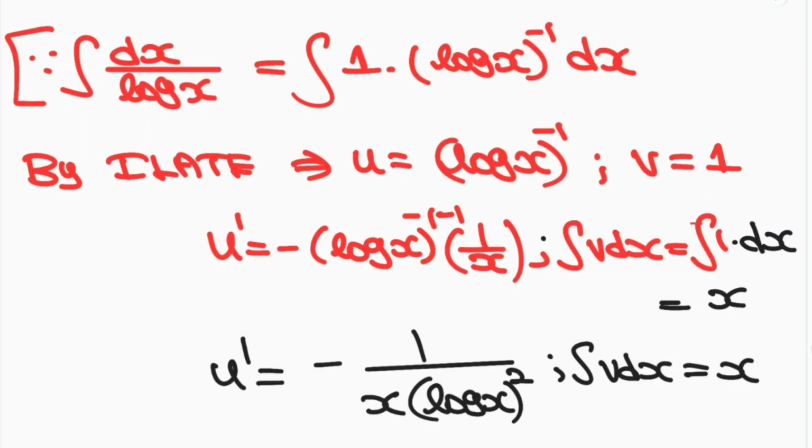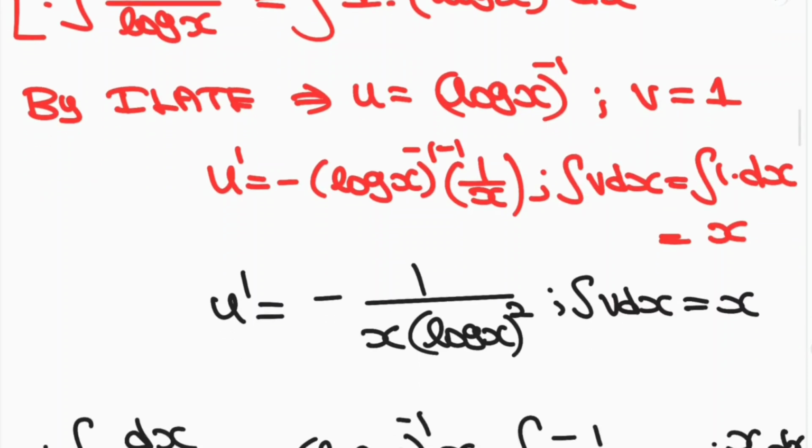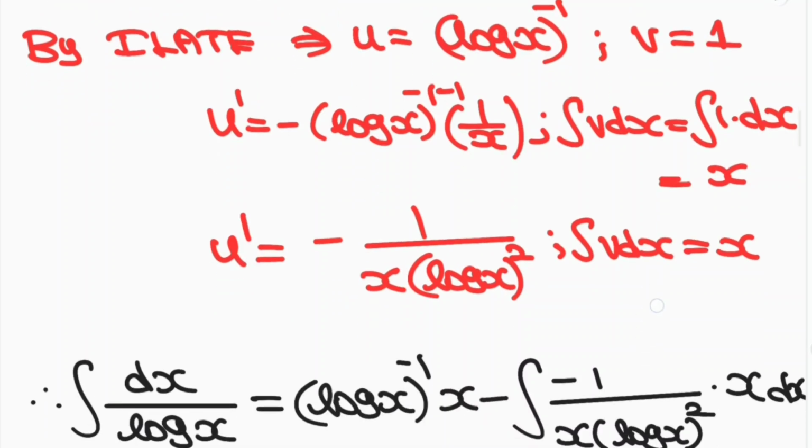And what is integral v dx? Integral 1 into dx, which is just x. Integral of dx is x. So u dash is minus 1 by x into log of x square, because this is power minus 2 and which comes to the denominator, it becomes log x square. And integral v dx is simply x.